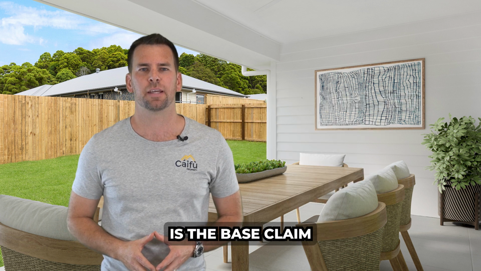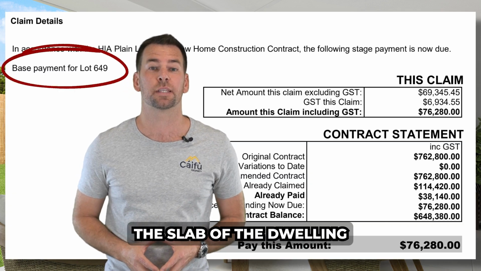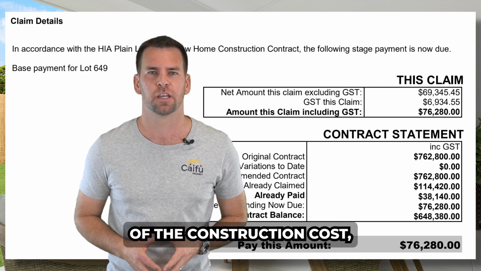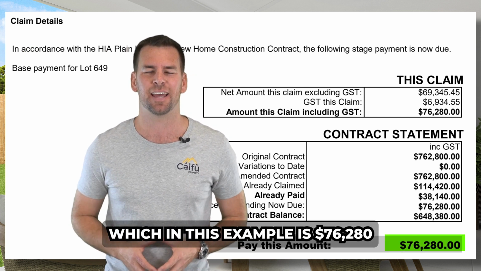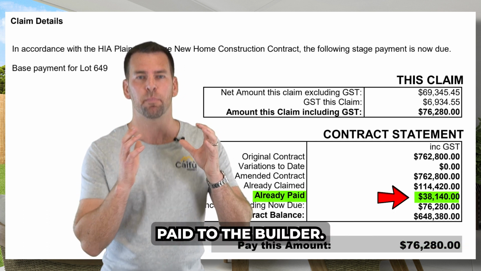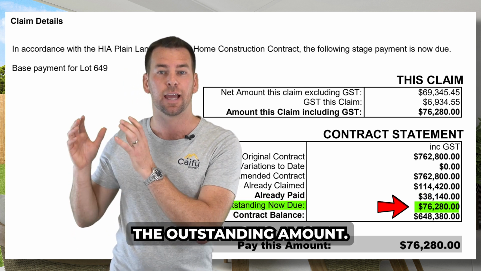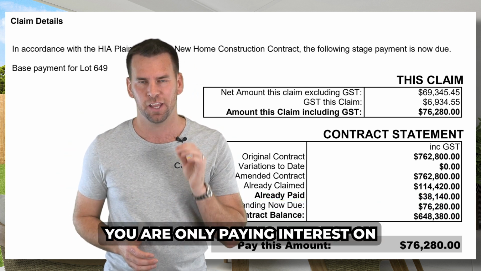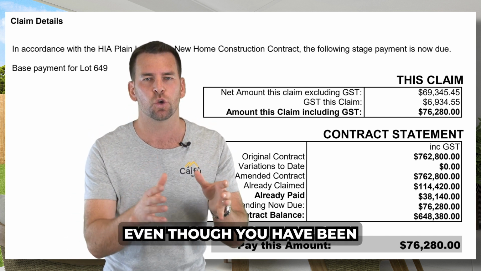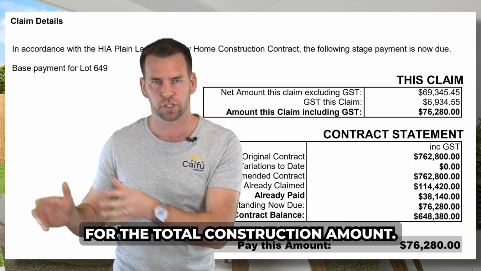The second progress claim is the base claim. This is where the builder pours the slab of the dwelling, and it works out to be 10% of the total construction cost, which in this example is $76,280. Now, on the claim form, you can see what has already been paid to the builder, and you can also see the outstanding amount. Remember, you are only paying interest on what has already been claimed by the builder, even though you have been formally approved for the total construction amount.